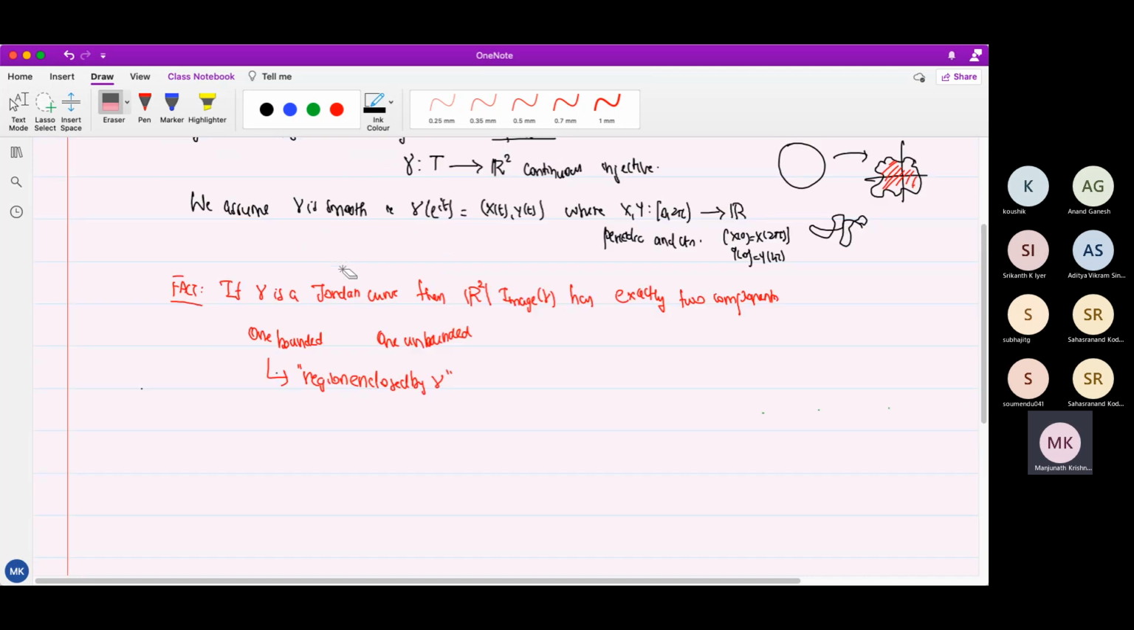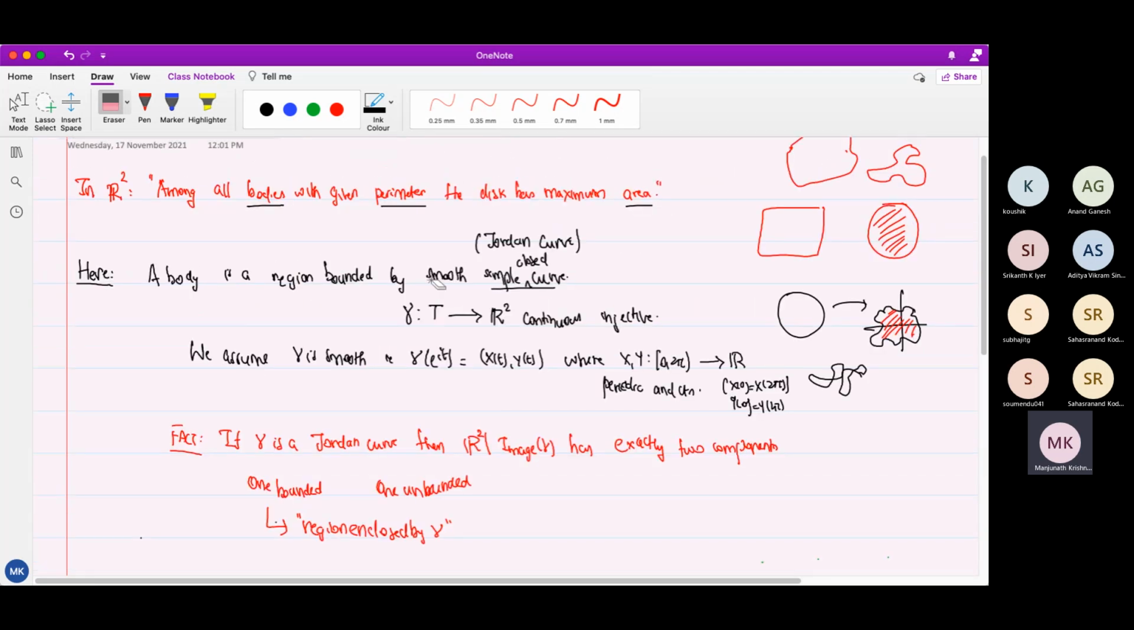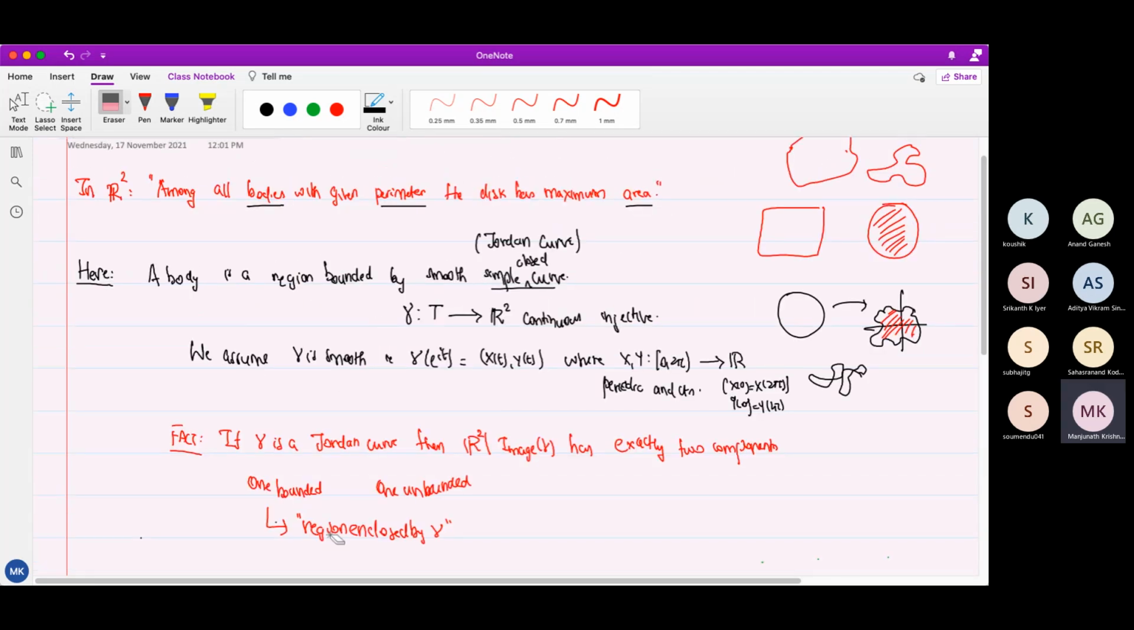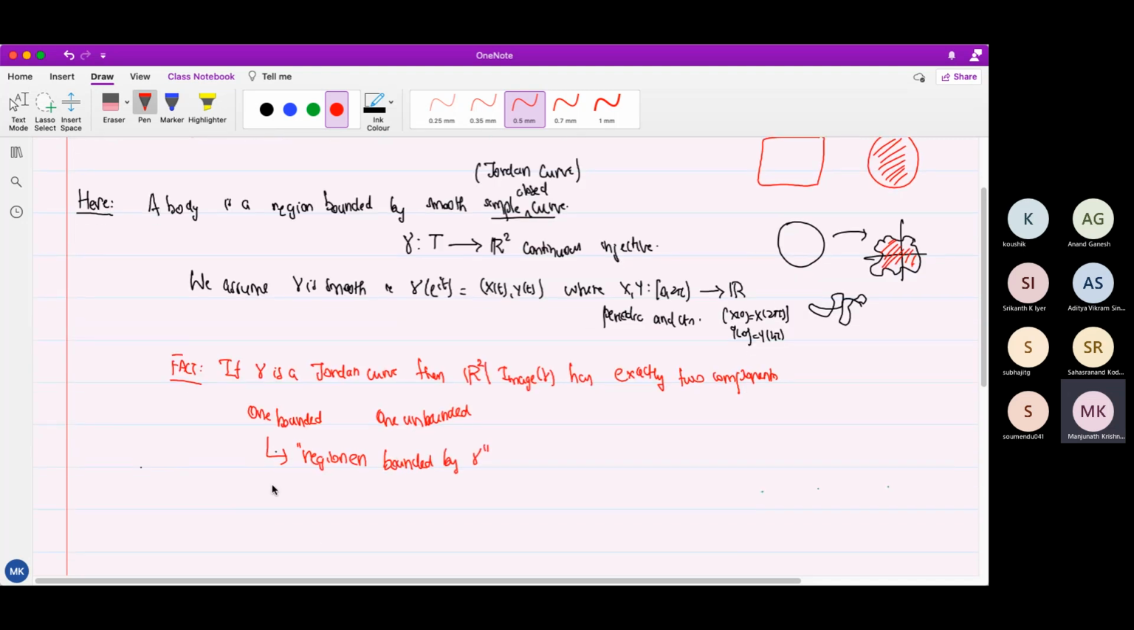Okay, so this is what we mean by a region bounded by gamma: the region enclosed or bounded by gamma. Is this okay? So we will take this for a fact. We won't worry about all these technicalities. So this is the body.